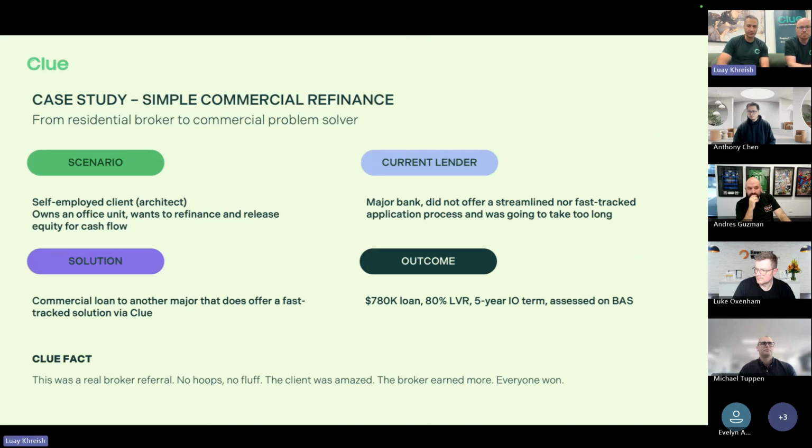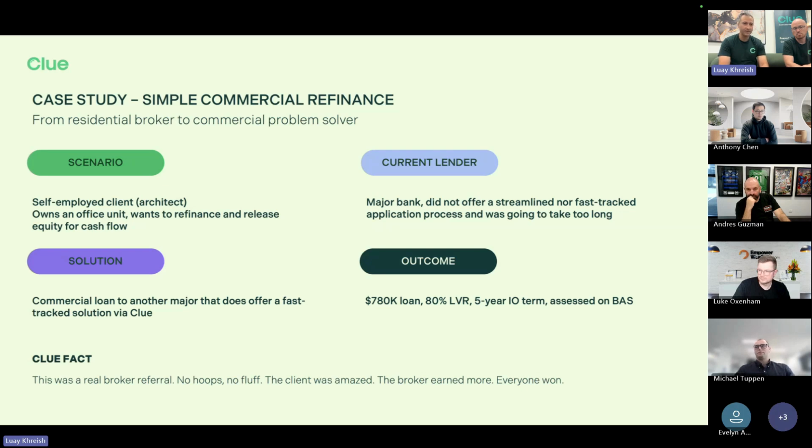Cool. So just jump into a really quick case study. I had a client, an architect, self-employed, obviously. They own their own office unit and wanted to refinance and release some equity. They wanted to do it in a fast track method. They didn't have much time, and their current bank wouldn't allow it. So the referrer passed it on, and we found a lender that would do that for them based on a BAS. The result was that they got the money that they needed when they needed it, and everyone was happy.